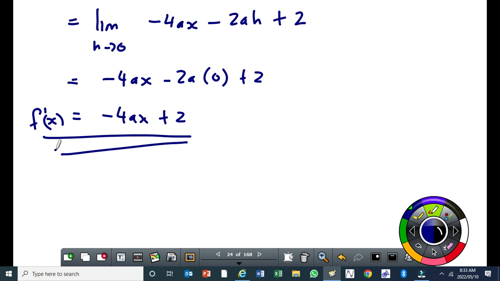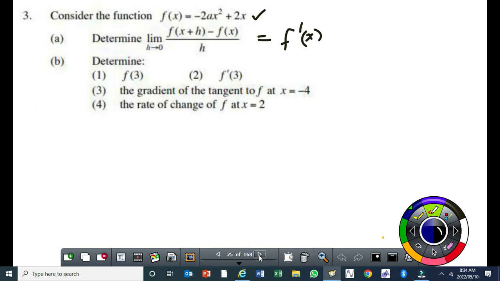So what function is that? It's a linear function. Please be aware that this a here is a constant. It's not a variable. Our variable here is x. A is any number. Any question? Right, so we found our derivative here from first principles. Then let's move on to B now.